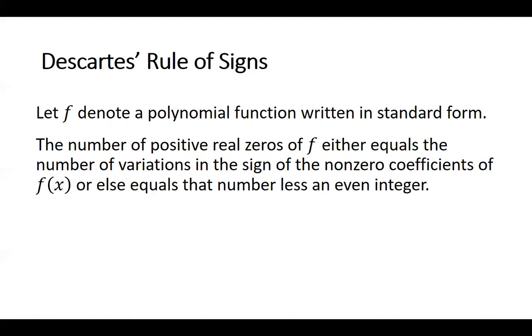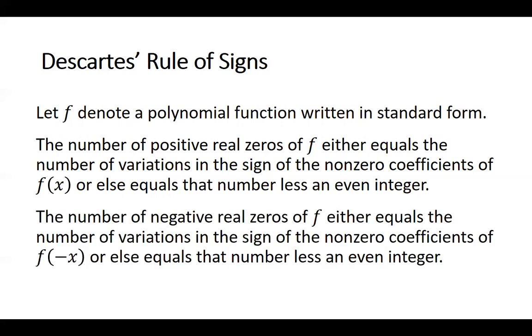So basically, if the sign changed 5 times, we'd either have 5 positive real zeros, 3 positive real zeros, or 1 positive real zero, because we take the number of sign changes and then subtract 2 until you get to the smallest non-negative number that you can get.